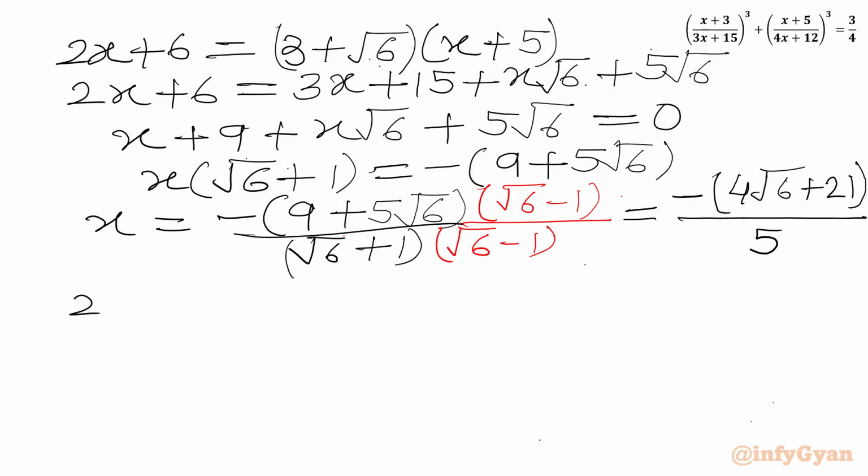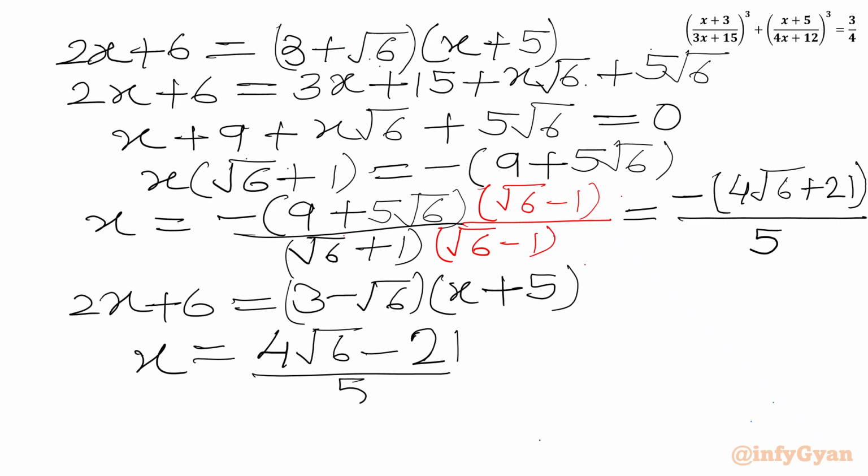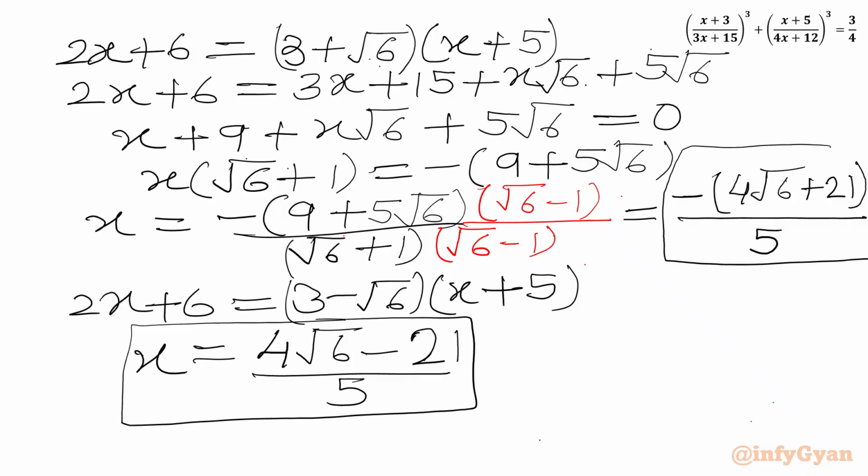And the second answer we will get from here: 2x plus 6 equal to 3 minus root 6 times x plus 5. Once we solve in the same manner as we have solved earlier, we will get x equal to 4 root 6 minus 21 over 5. So this is our second solution. And here we have our first solution.